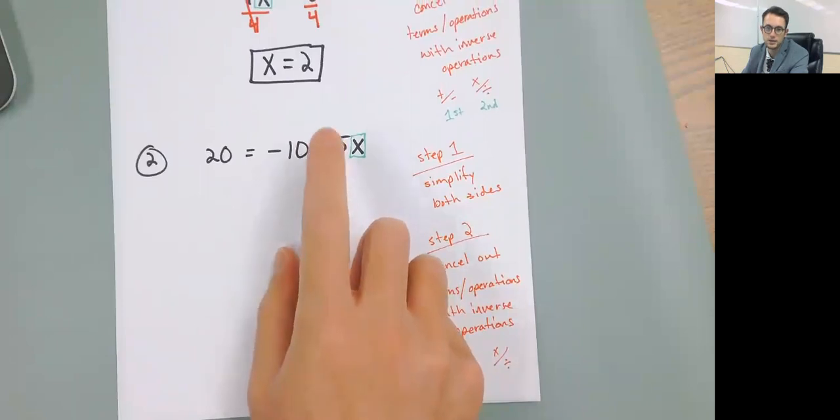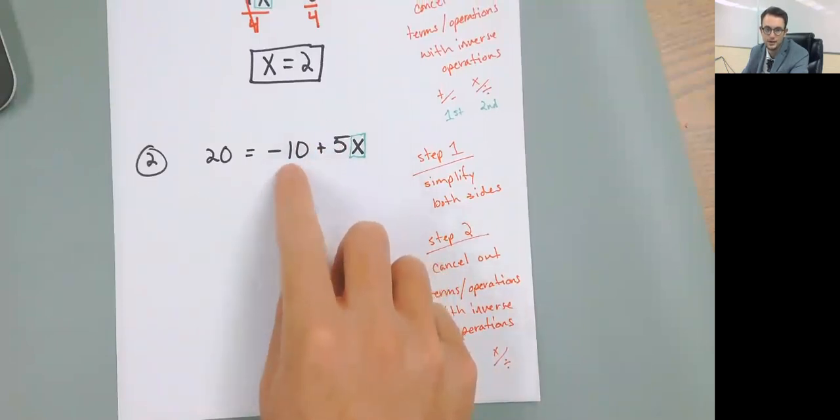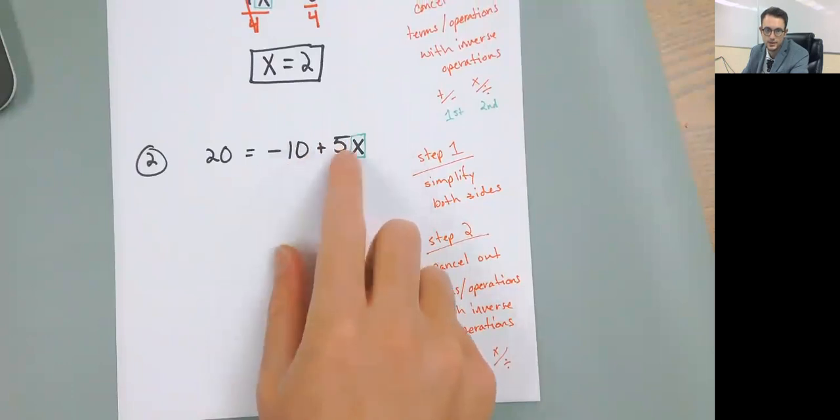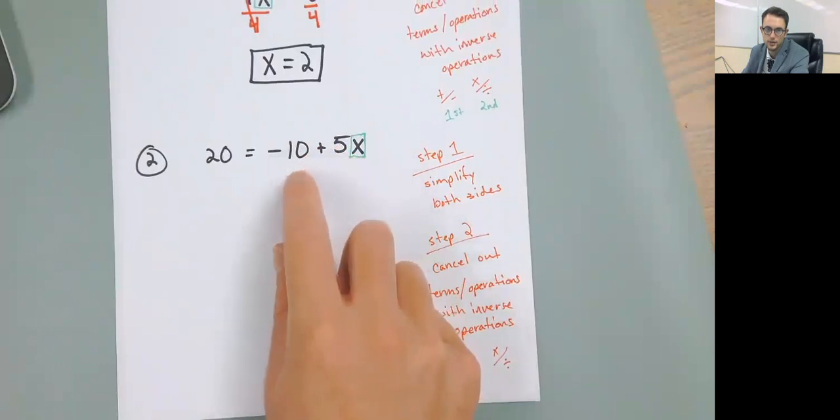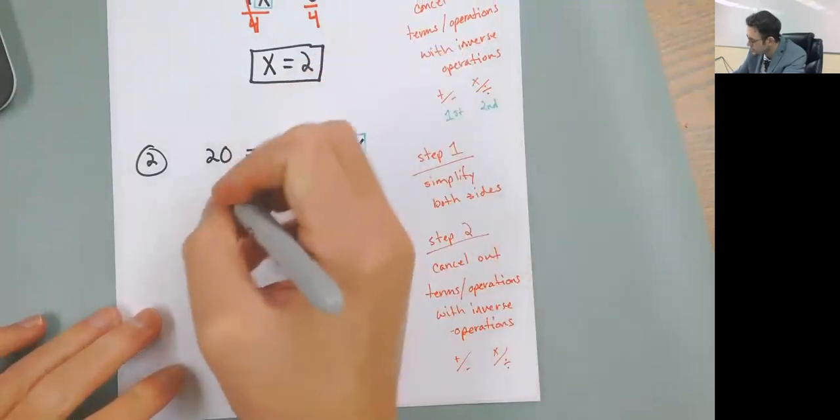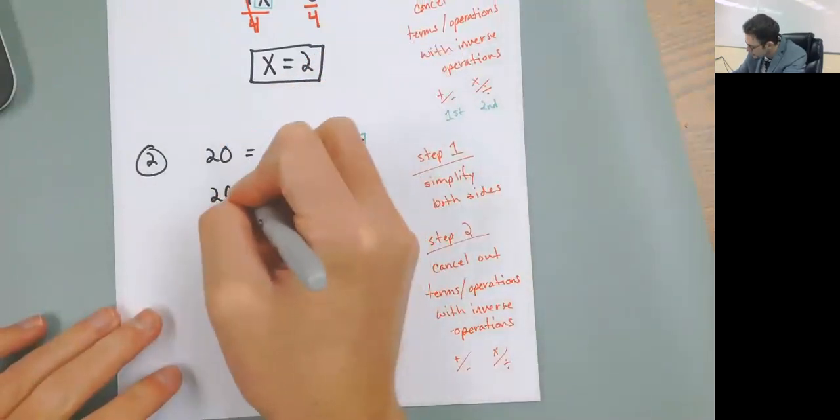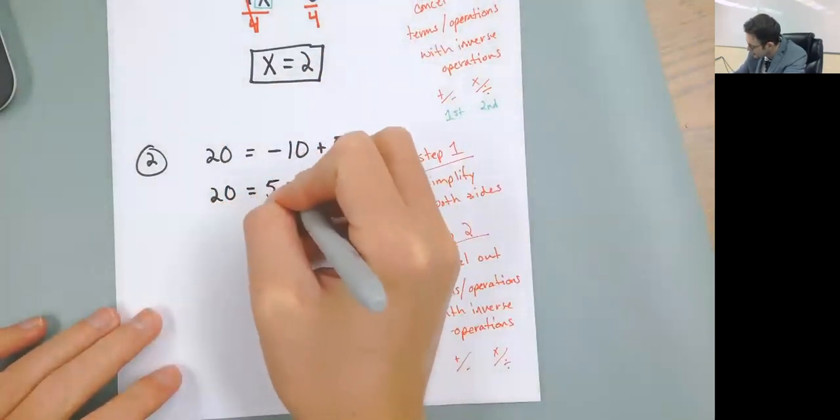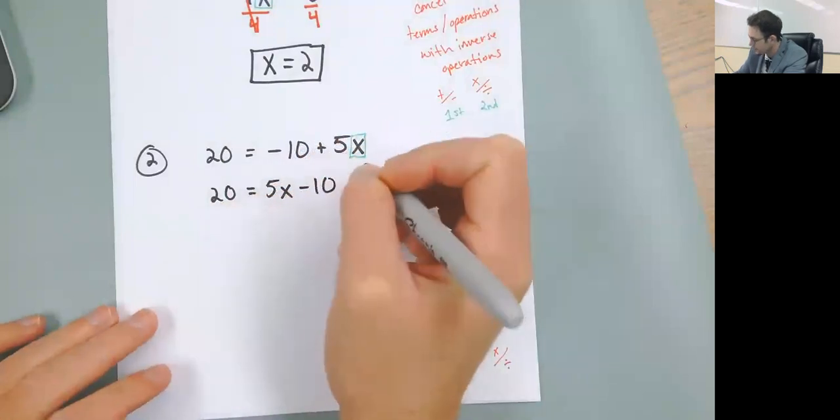And that is wrong. What you need to cancel out is this negative 10. Because this right here is multiplication, and before you cancel out multiplication, I need to get rid of this negative 10. Another way you can see that is if you were to rewrite this equation as 5x minus 10.